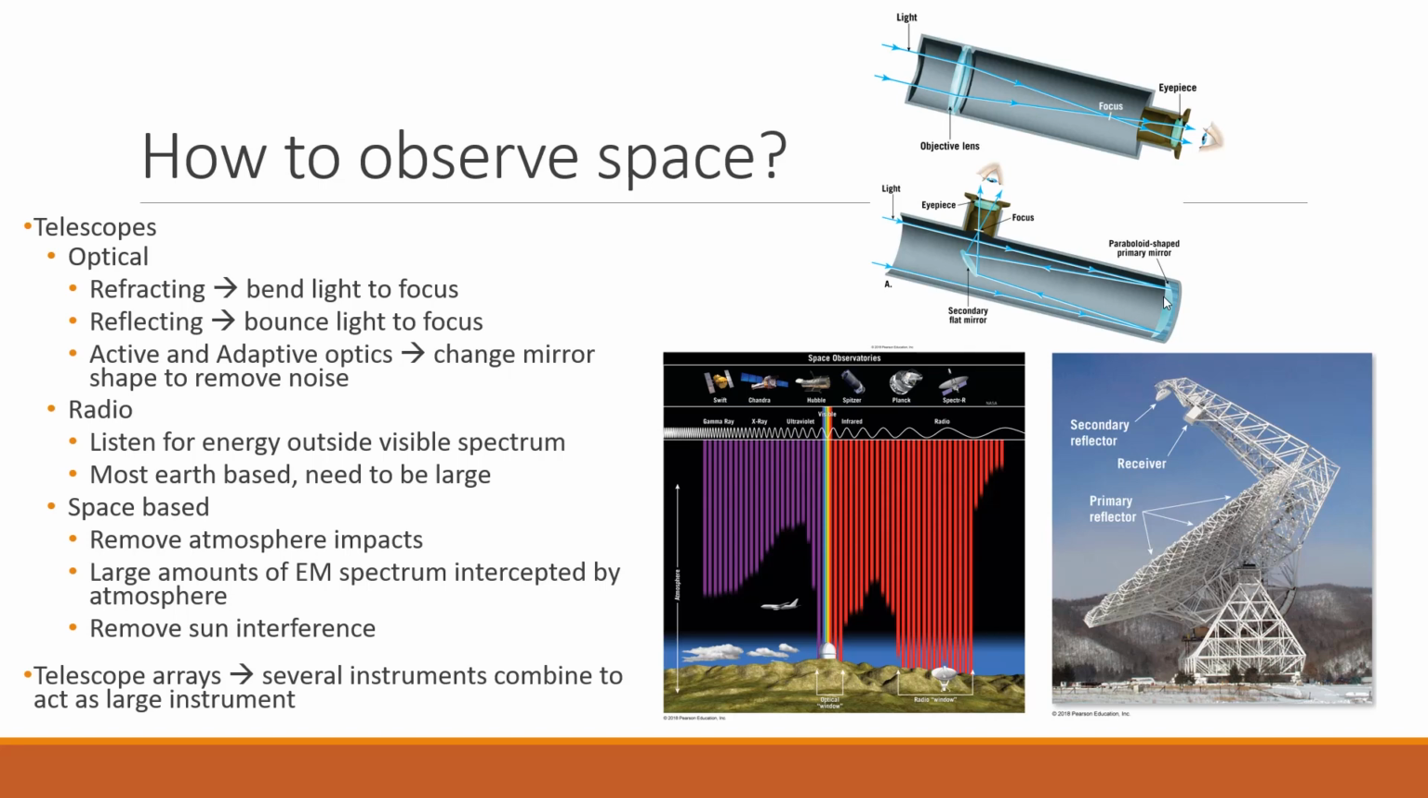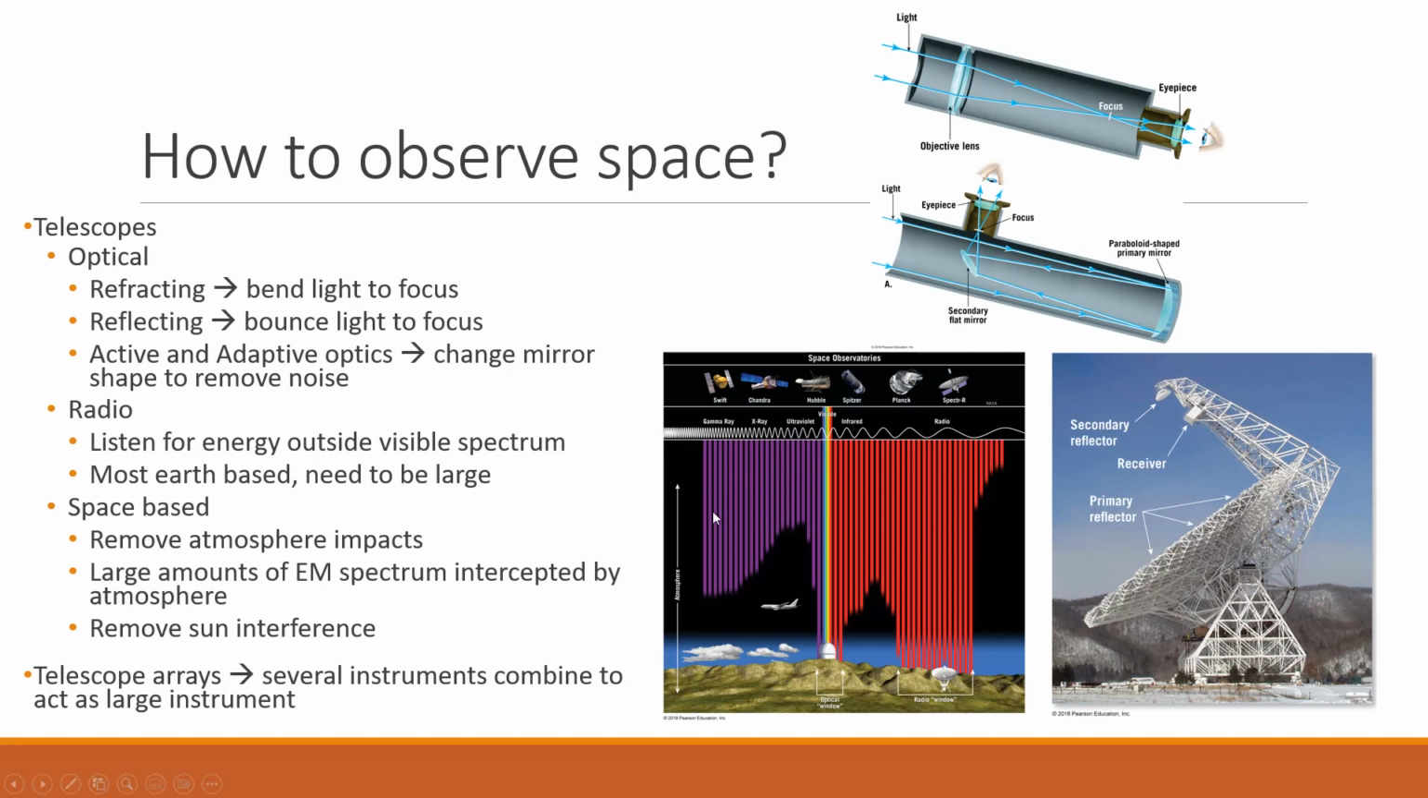In addition to looking at information from space with our eyes, which is what optical telescopes would be, we can also listen to space, and these are called radio telescopes. So radio telescopes listen for energy that's outside the visible spectrum, which I will discuss in a second. But basically, visible light is a very small portion of the energy of the universe.